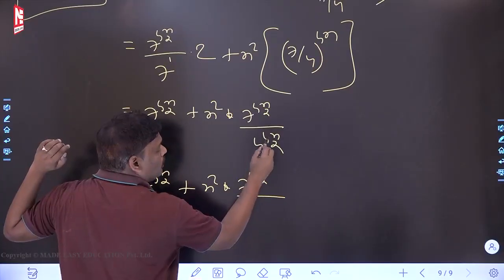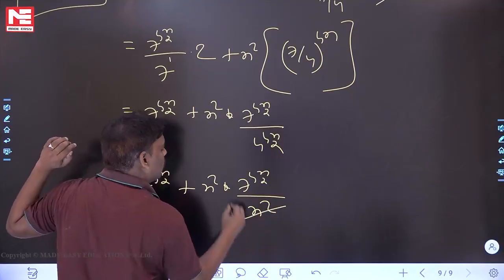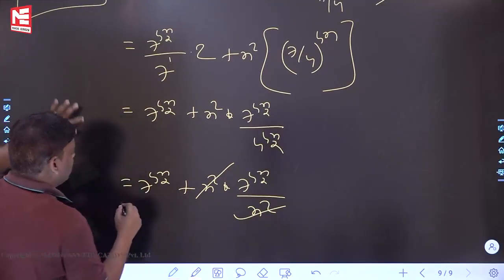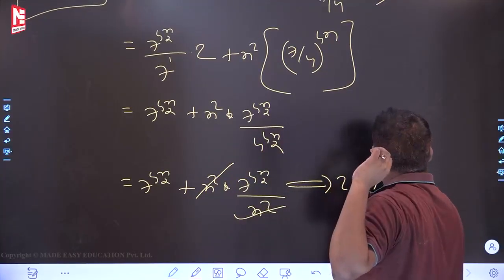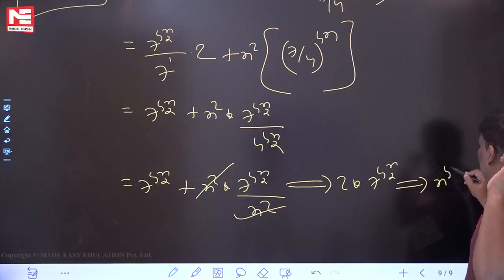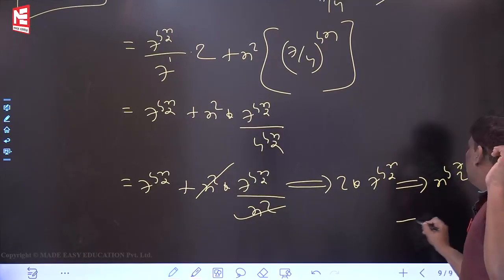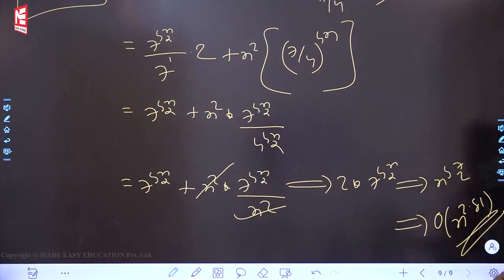4 can be written as: n will come down, 4 will go up. It will become n power log 4 base 2, and n square cancels. Finally, what is the answer? This becomes 2 into 7 power log n base 2. Forget about the constant 2, so it is n power log 7 base 2. Log 8 base 2 is 3, and log 7 base 2 is 2.81. It will become big O of n power 2.81. This is the answer: finally n power log 7 base 2.